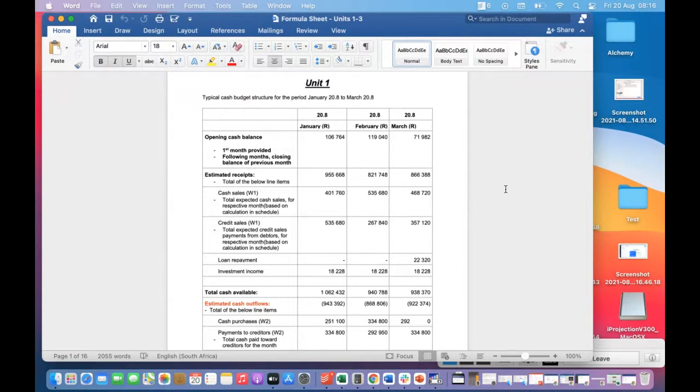So, like I said, here's your formula sheet. Now this is for learning unit 1. All right. Now this is your typical cash budget structure. And here they're using the period January until March, okay? So obviously you will have an opening balance in January. But now where do you get that opening balance? That opening balance for January will be the closing balance for December, okay?